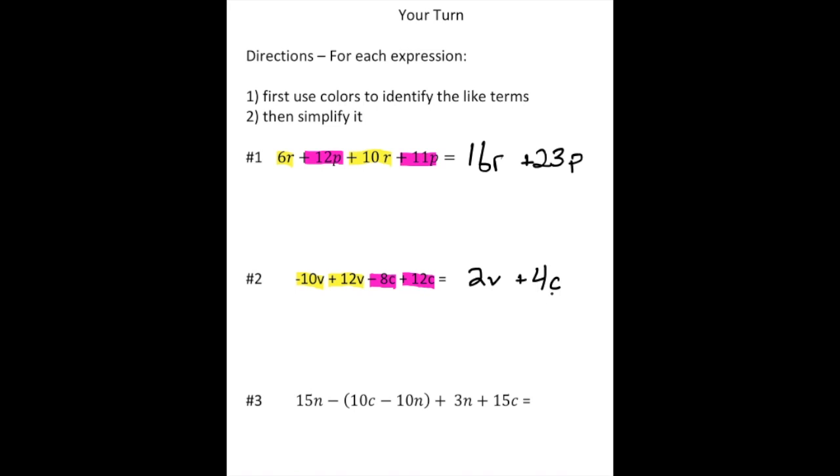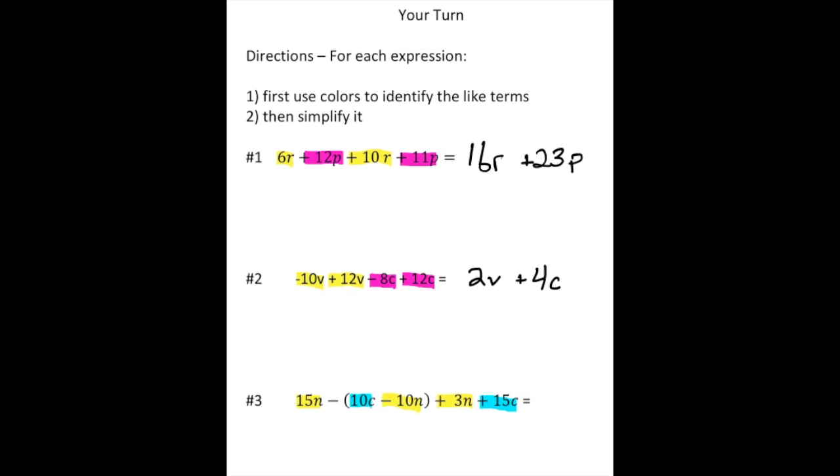4c. The last one is a little more complex, but if you take your time, it's not too bad. Again, let's first highlight the like terms. We have a 12n, and we also have a negative 10n inside the parentheses, as well as a positive 3n on the outside. I'm going to take a different color and highlight the 10c as well as the 15c.